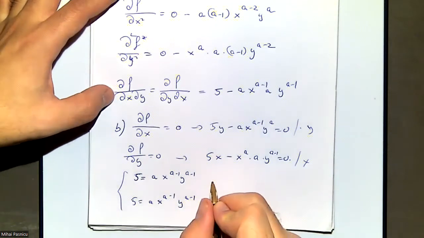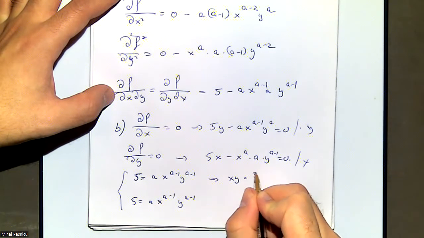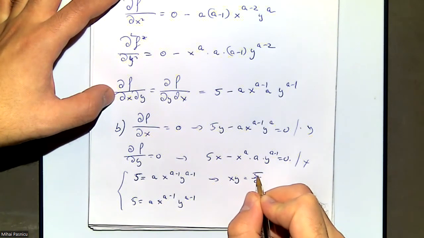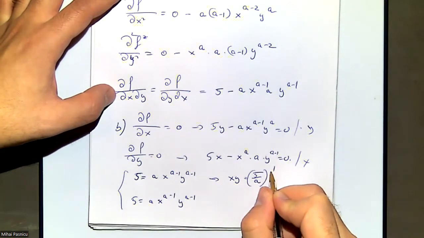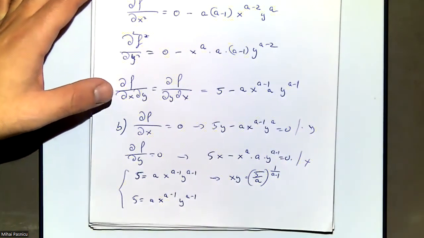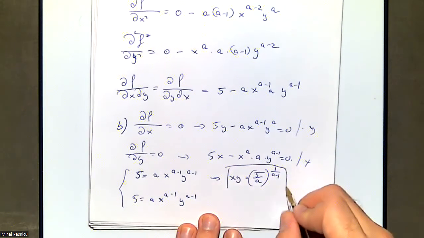And then you get xy from here is just equal to 5a to the 1 over a minus 1, something like that, I think. Yeah, I think that's correct. All right, you just get it from here, and then most of you just left it like this, okay? Which is the correct answer. Like once you're here, you're done.